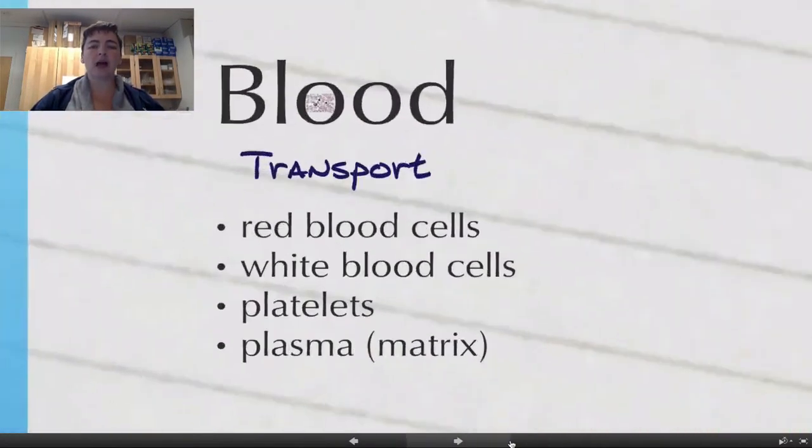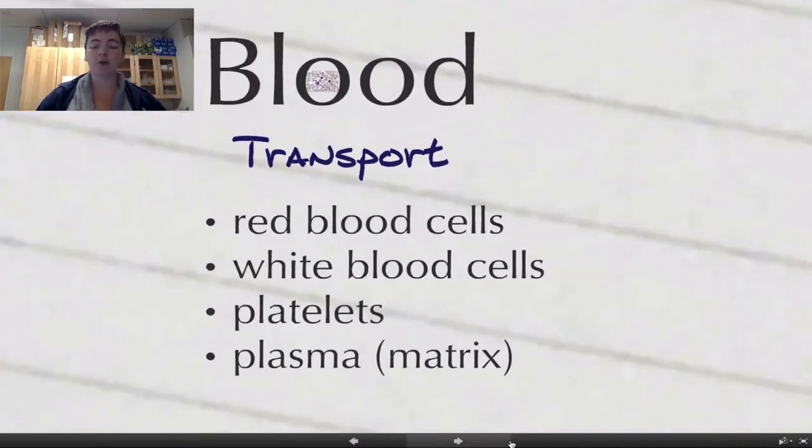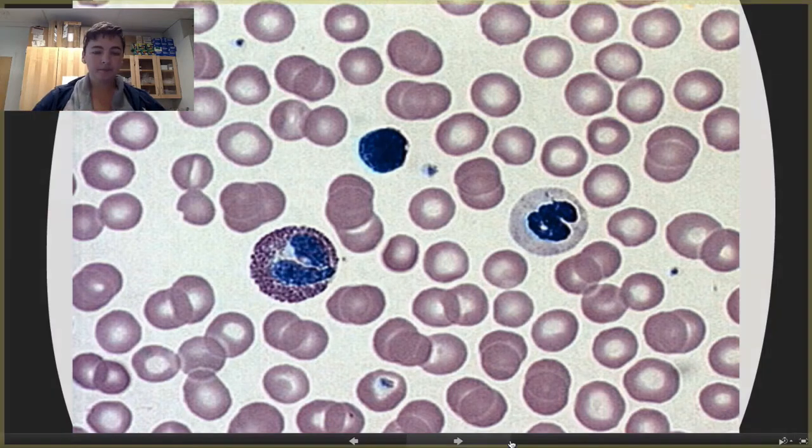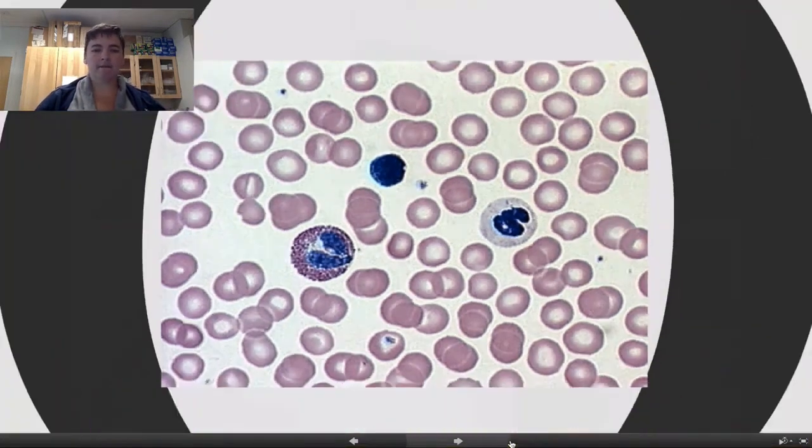And the last type is blood. Blood is used for transport. For parts of blood, you have 2 cell types, red blood cells and white blood cells. You have platelets, which are pieces of cells which are used for blood clotting, and then the matrix, which is the plasma, the non-living portion. Here's a picture. These cells stained red are going to be your red blood cells, and the ones that are stained purple are going to be your white blood cells. And these small little fragments here are going to be your platelets.